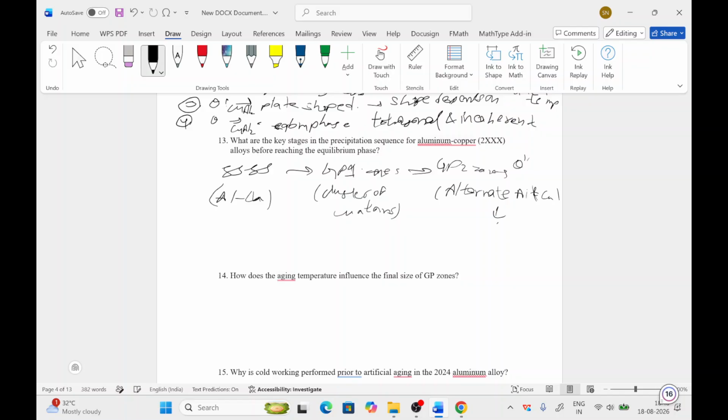Then after this point, this is the theta double prime. Theta prime forms, which is a tetragonal plate shape with a semi-coherent interface. And after that, the theta equilibrium phase forms, CuAl2. So this is incoherent.